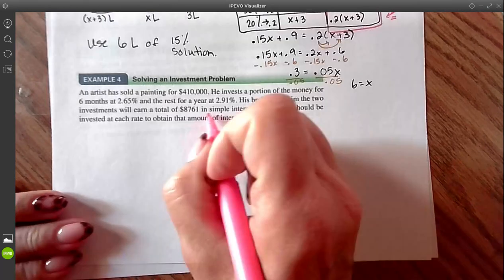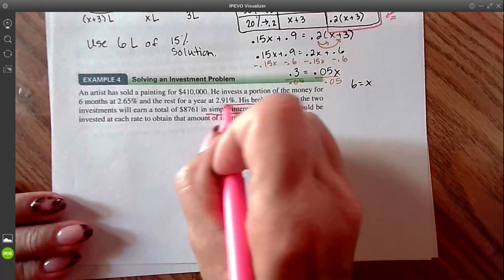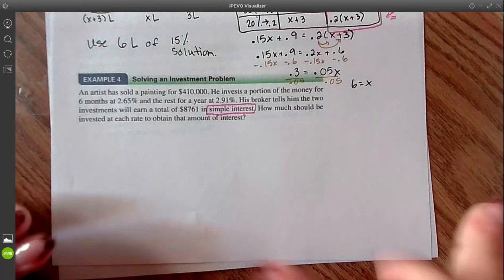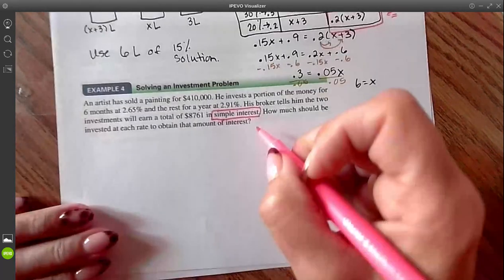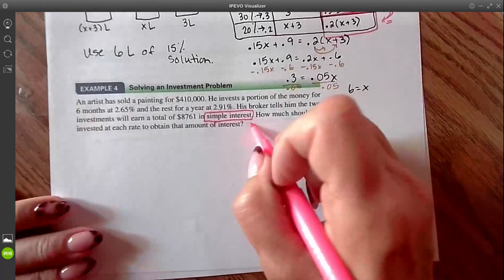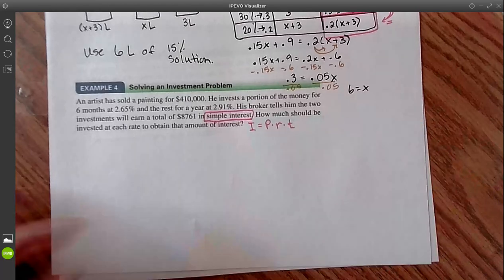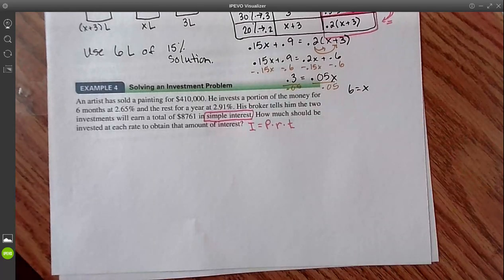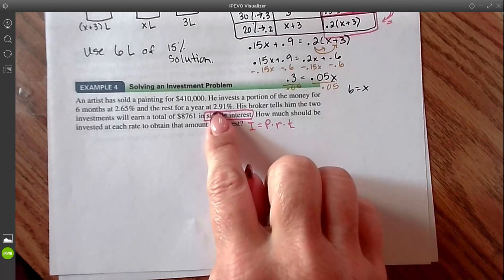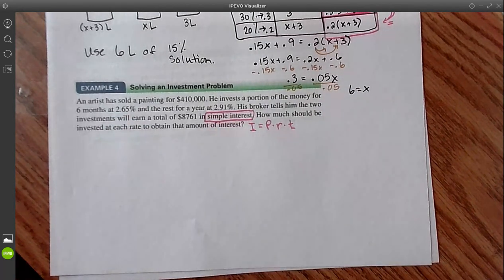Here we have this simple interest. I feel like we've seen that in a previous section. The simple interest formula is interest is equal to principal times rate times time. So we're going to be using that in a little organizational table to figure out how much he should invest at each of those rates, the 2.91% and the 2.65%. All right, let's go.